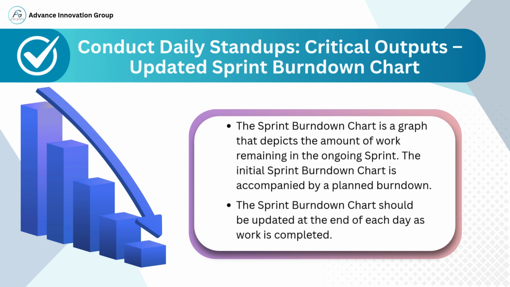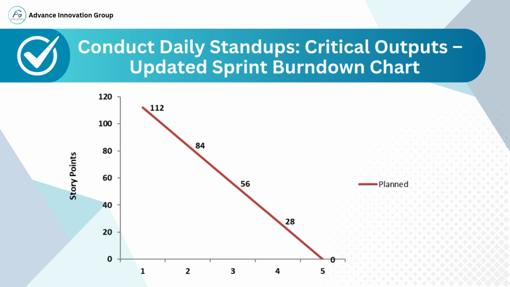This chart is updated daily after the daily stand-up, so it reflects the most current status. If the actual line falls above the planned line, it indicates a delay, and if it's below, it shows the team is ahead of schedule. The burn-down chart helps the Scrum team, Scrum Master, and stakeholders quickly spot issues and take corrective action early, if needed. This slide emphasizes one of the most critical outputs of daily stand-ups, the updated sprint burn-down chart.